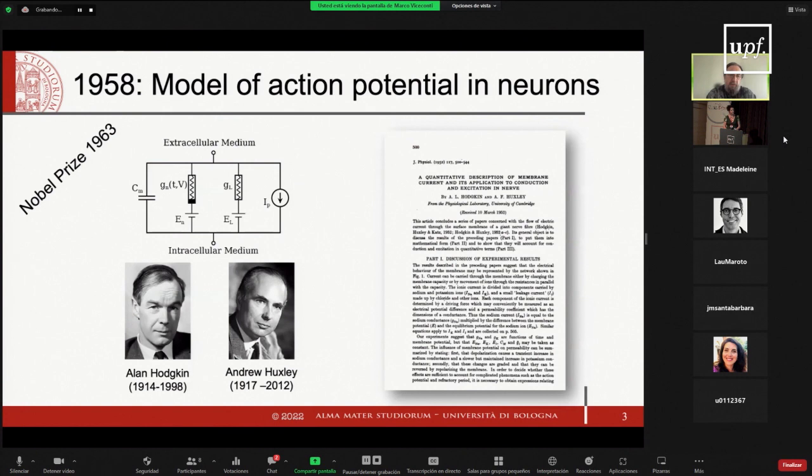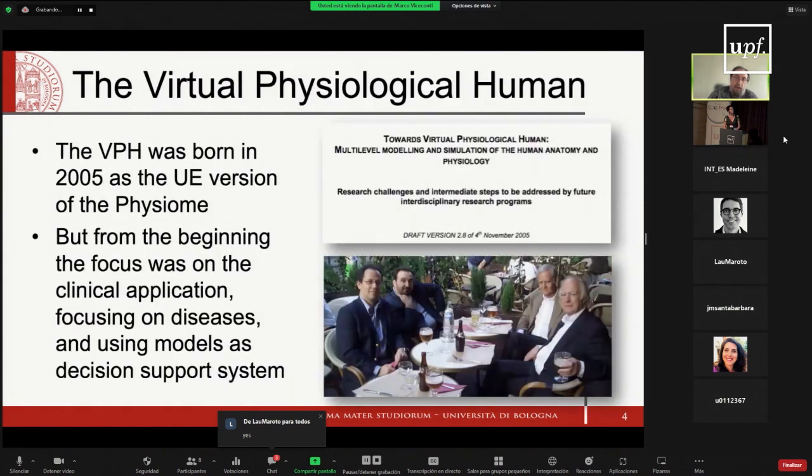I think a turning point was the publication in 1958 of the paper by Alan Hodgkin and Andrew Huxley on the action potential in neurons, which earned them the Nobel Prize in 1963. This was one of the first examples where a systematic, mathematical, deductive approach, typical of physical science, was used in medicine, in physiology in this case, and produced extraordinarily valuable results. Around this agenda, in 2005, the idea of creating a computer representation of the human body that could be used as a decision support system in hospitals was started. And in Europe, the term we used at that time was the virtual physiological human.